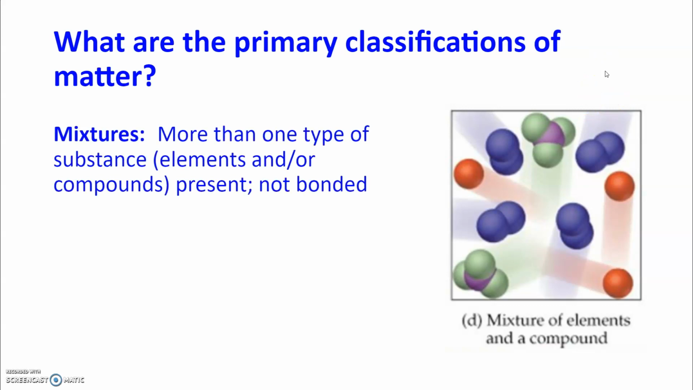Mixtures involve more than one type of substance, whether that's an element or a compound, and these are not bonded together. So a mixture of elements and compounds has elements that may or may not be bonded in a diatomic molecule, and then you also have maybe another element or a compound floating around, but they are not bonded together.